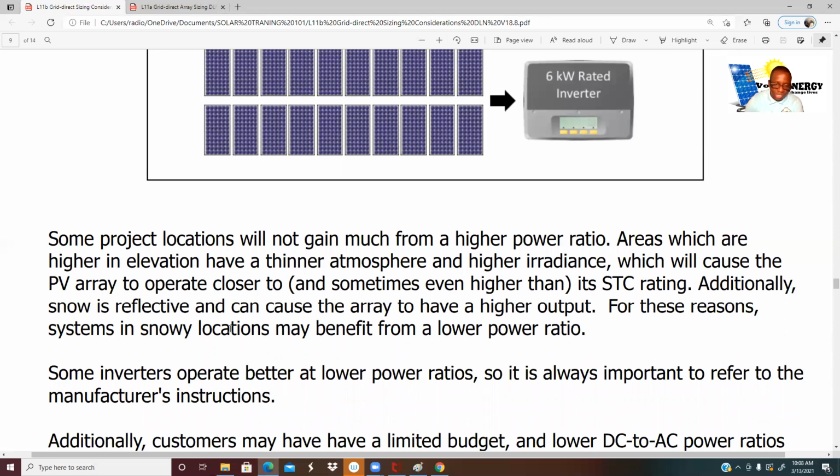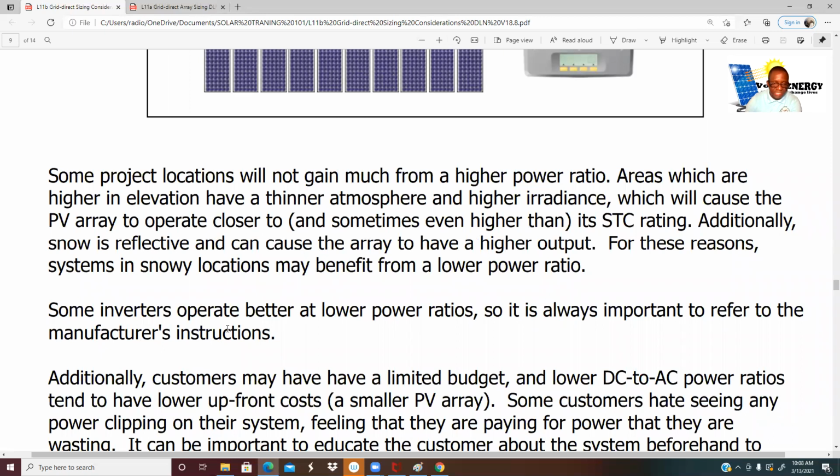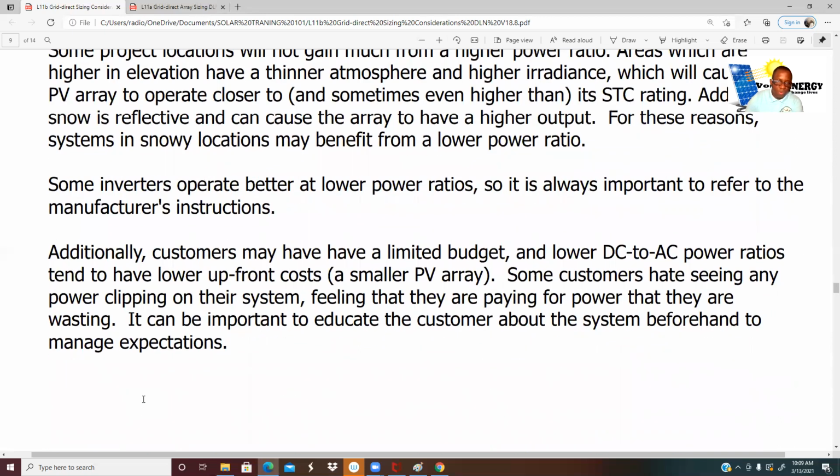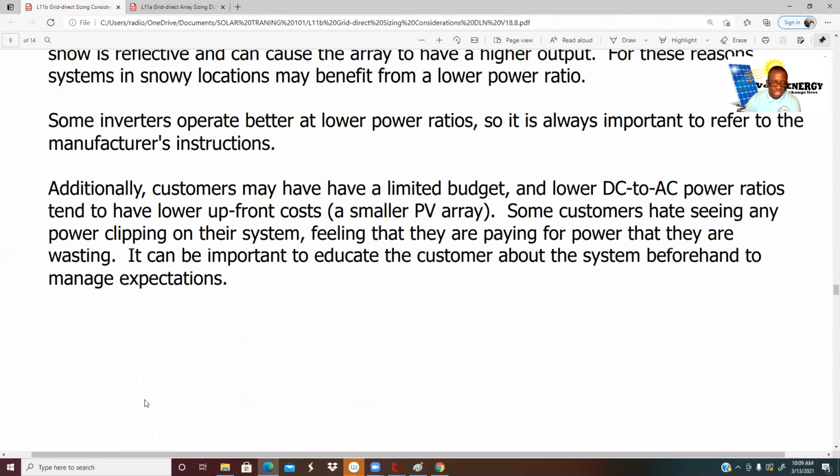Some project locations will not gain much from a higher power ratio. Areas which are higher in elevation have a thinner atmosphere and higher irradiance, which will cause the PV array to operate closer to, or sometimes even higher than, its STC ratings. Additionally, snow is reflective and can cause the array to have a higher output. For these reasons, systems in such locations may benefit from low power ratios. Some inverters operate better at low power ratios, so it is always important to refer to the manufacturer instructions.